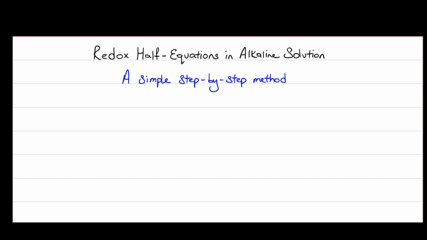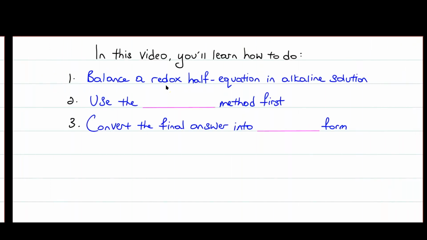In the previous video, we looked at redox half equations in acidic solution. Now, let's move on to alkaline solution. The good news is that the method is not completely new. We still use the same familiar balancing steps first and then make one extra adjustment for alkaline conditions. In this video, I'll show you the exact method for balancing redox half equations in alkaline solution.